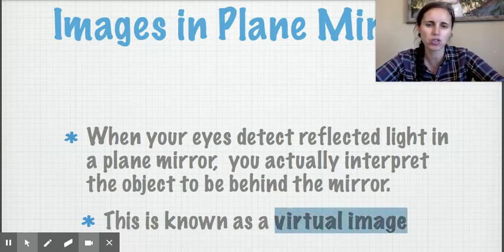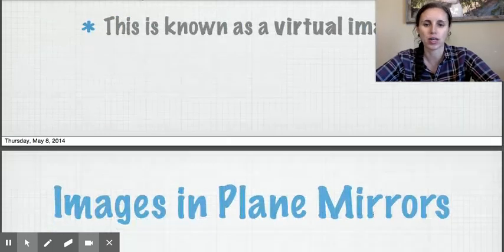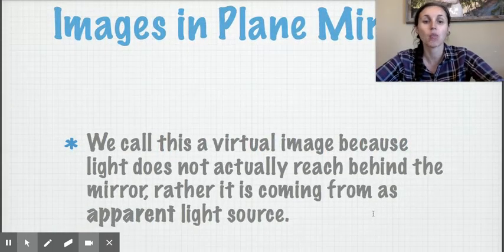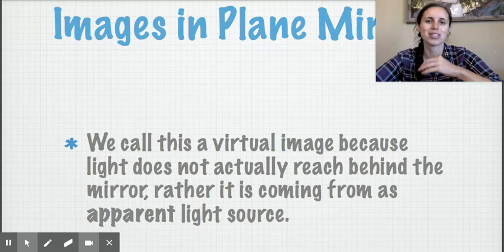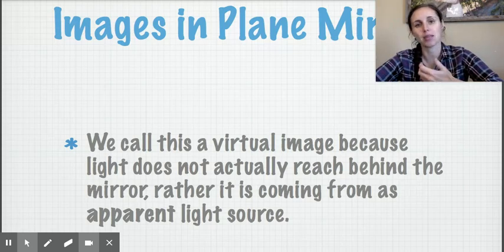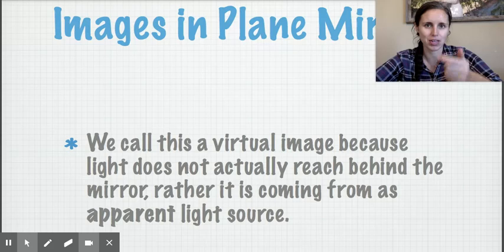So we're going to be looking at two different types of images. This is the first type of image. It's called a virtual image. Why do we call this a virtual image? Because the light does not actually reach behind the mirror. So even though it looks like you're standing behind the mirror, remember there's actually no light coming from behind the mirror. Mirrors are totally opaque, as we know, as you watched in the video that's posted below. Mirrors are totally opaque, so there's actually no light coming from behind the mirror.